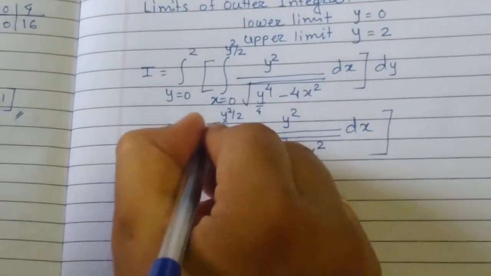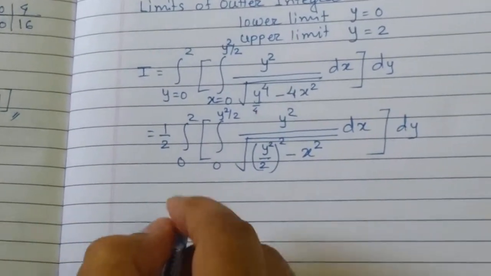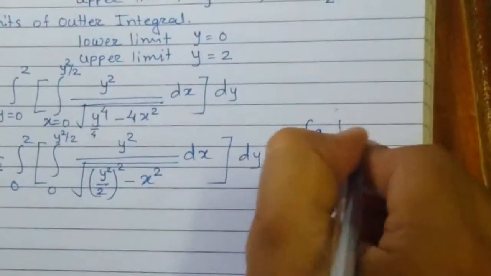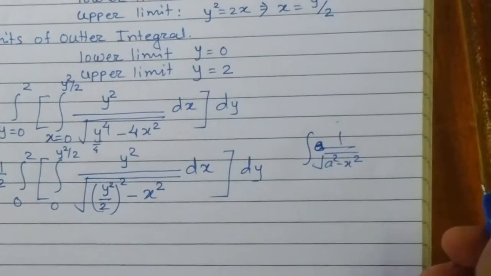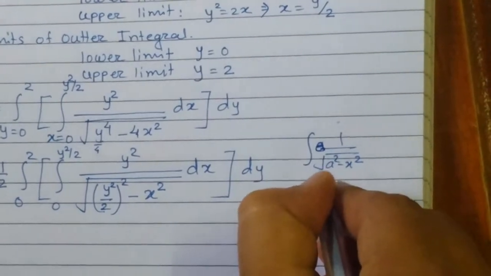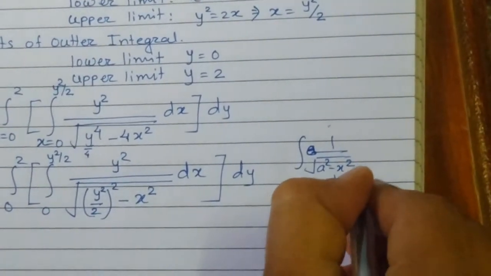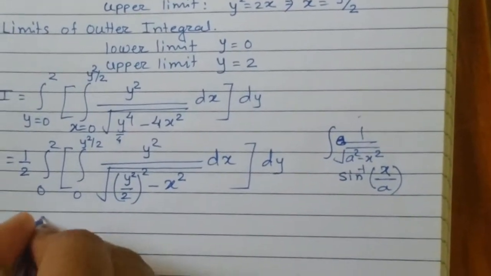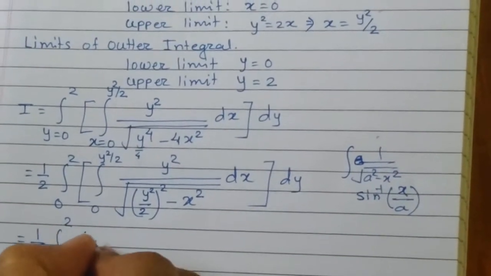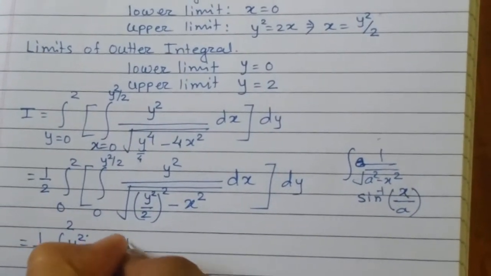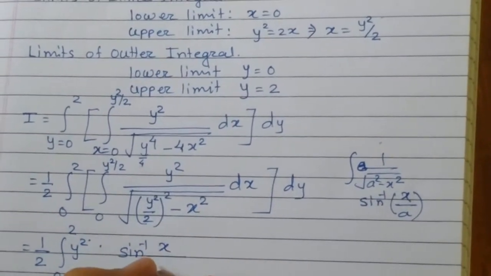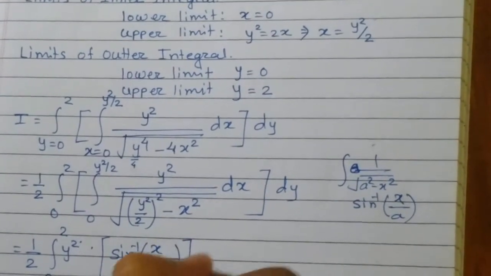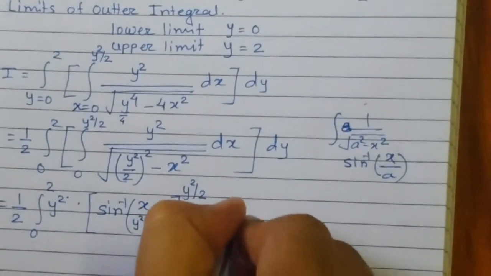Now this is more simple to evaluate the integral. So what is the integration of 1 upon square root of a square minus x square? Yes. The integration of 1 upon square root of a square minus x square is sine inverse x upon a. So here a will be y square upon 2. So I am getting 1 upon 2 integration from 0 to 2, this y square as it is, sine inverse of x upon y square upon 2, limits from 0 to y square upon 2, dy.